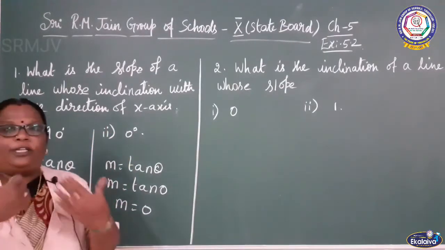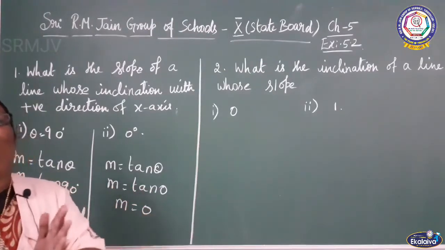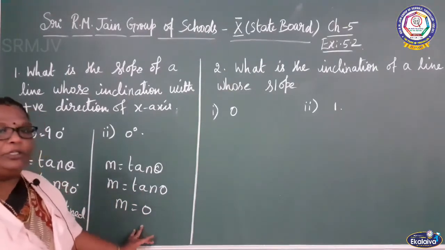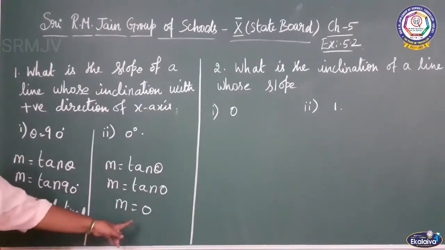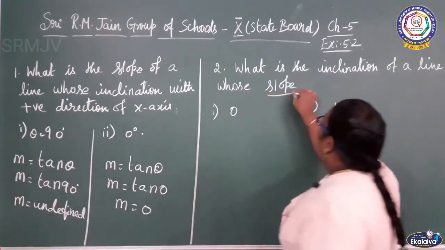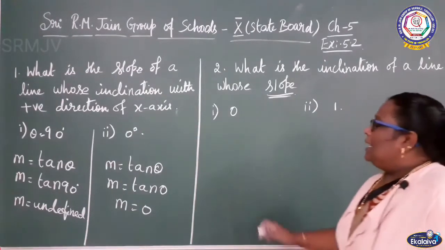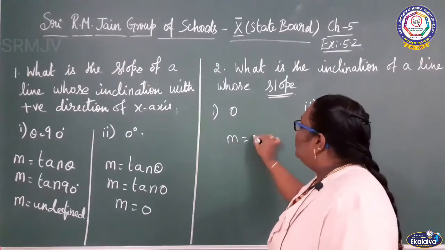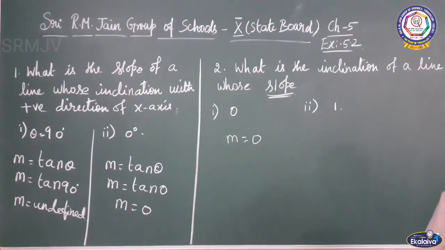Suppose the question is asking like this: the negative direction means the theta value equals 180 degrees. Theta equals 180 degrees, so m equals tan 180, m equals 0. See here, in the first one they have given the theta value, but in the second one they have given the slope value. See, m equals 0. The slope value they have given.